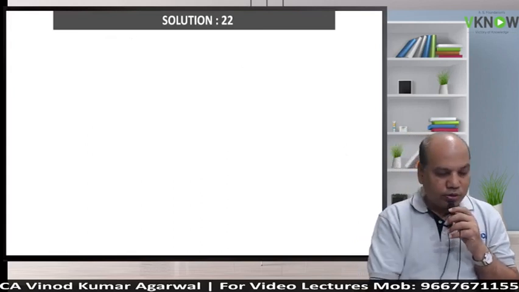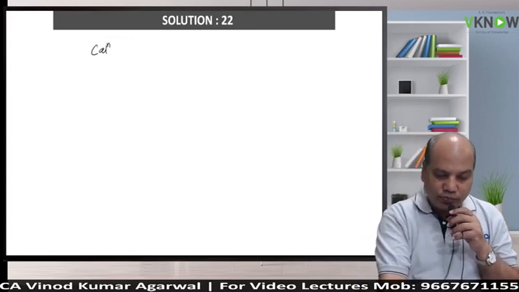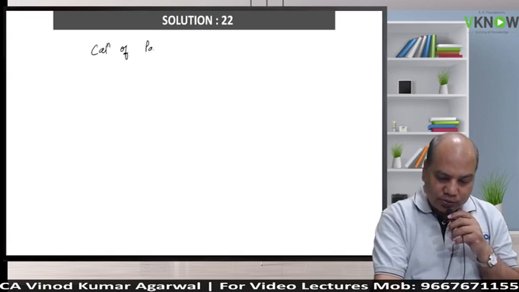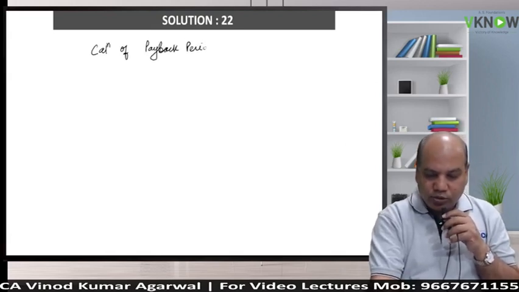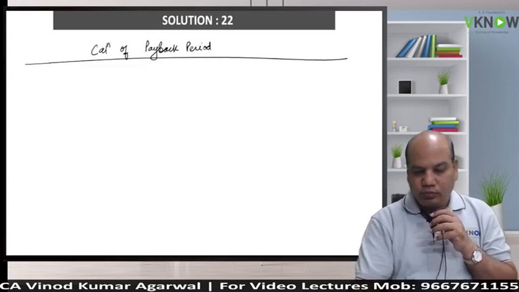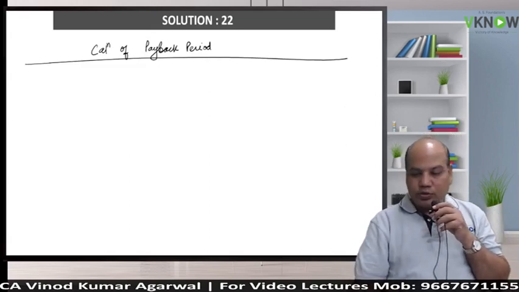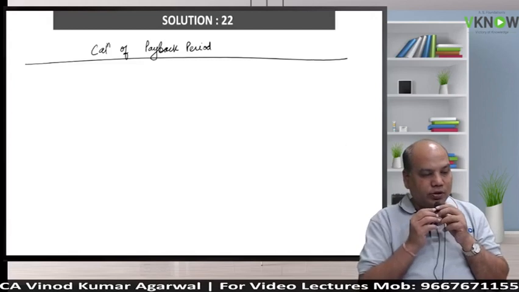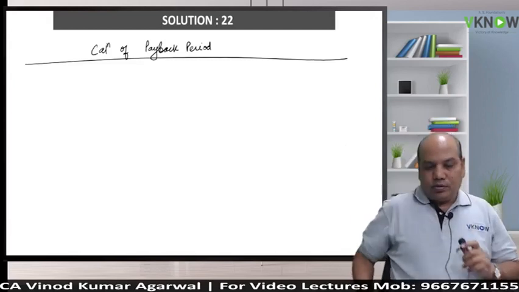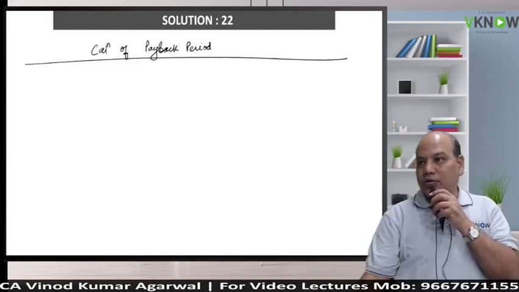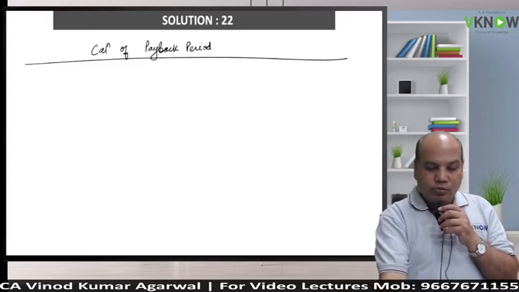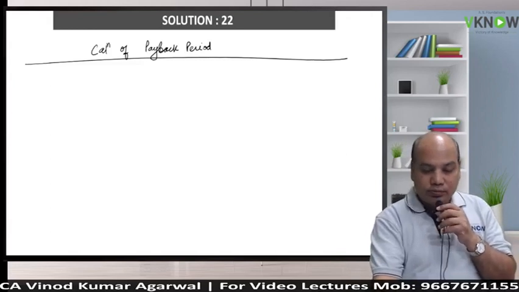Now write down one more step, calculation of payback period method. Payback means simple payback without discounting. How much amount we have invested in this project? 7 lakh in the first year and 10 lakh in the second year. Yes or no? So we have to recover 17 lakh.